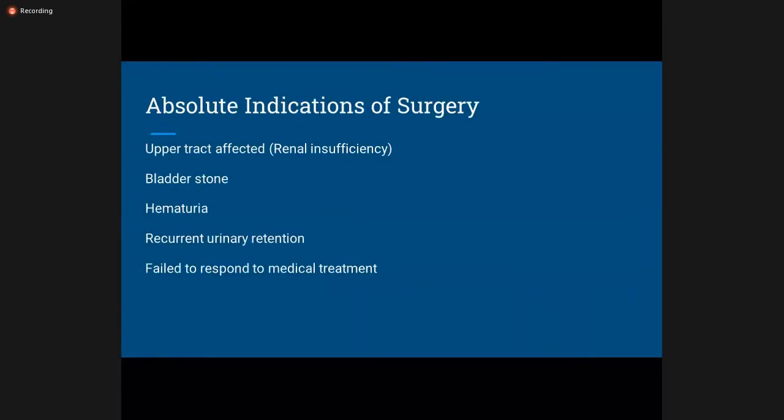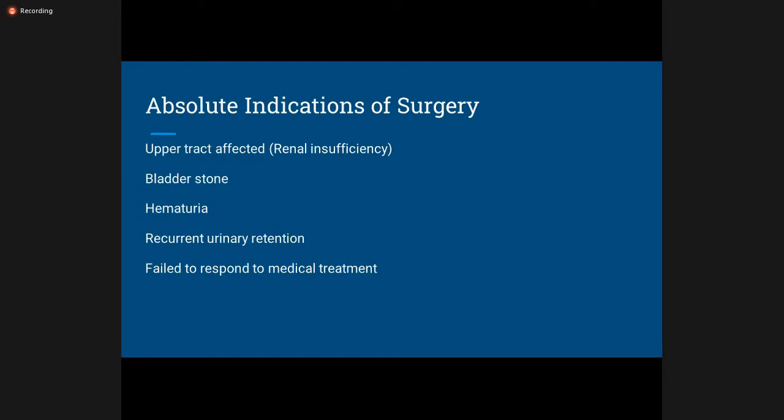So now we'll move from the medical treatment to the surgical treatment. And it's very important to know when it is an absolute option to go for surgery, it means there is no other option but surgery. If you go for the medical treatment, the things will deteriorate with time. There are absolute indications for surgery. Number one is upper tract affected. Upper tract means kidneys are affected.